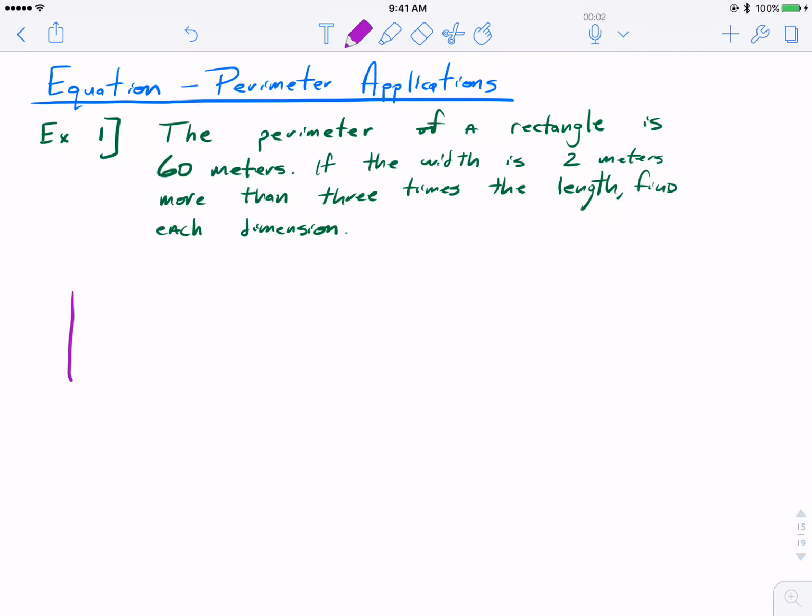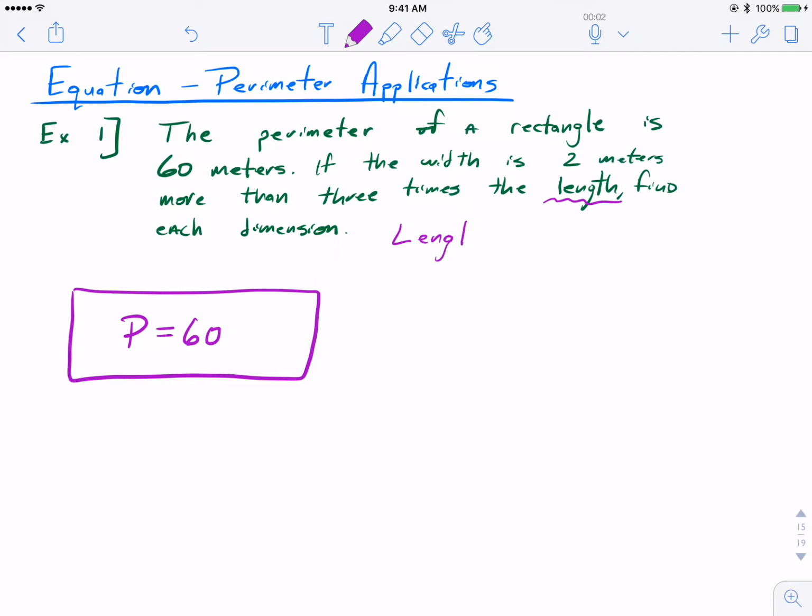So I'm going to go ahead and draw a picture first, just so we have a nice visual. Should be a rectangle. We know the perimeter is 60. And it says the width is 2 meters more than 3 times the length. A good rule of thumb, whatever comes at the end of that comparison, use that as your variable. So we're going to relate everything in terms of our length.